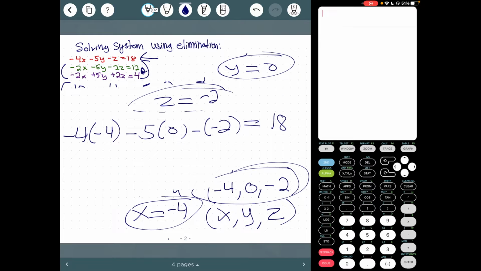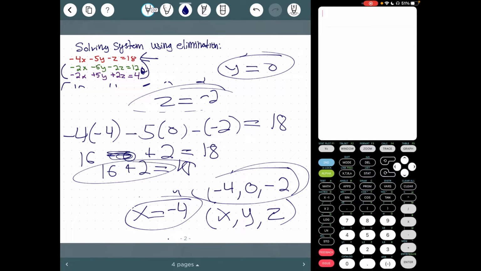So negative 4 times negative 4 is positive 16, minus 5 times 0 is just 0, and then minus negative 2, which would be plus 2. So equals 18. So 0 just goes away because that's a 0. And 16 plus 2 equals 18. And we know that this is our solution.